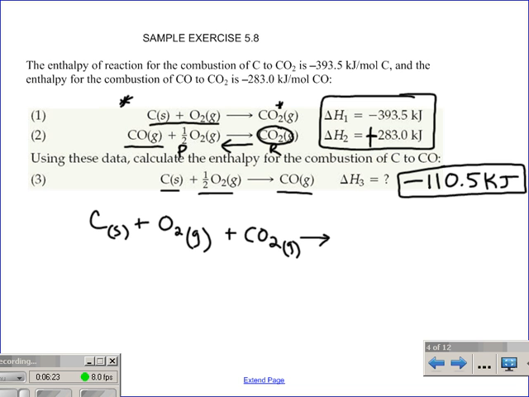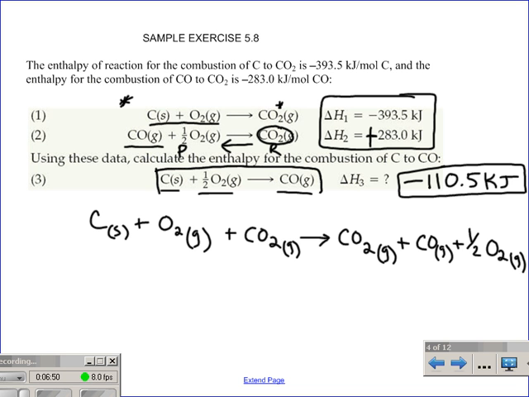CO2 is a product right here, so I'm going to write that. And carbon monoxide is a product, so I'm going to write that here. And then 1/2 O2 is also a product. So what I did is I just rewrote all the reactants and products. And the goal is it should cancel, everything should cancel to look like this equation if we did the right thing. Okay, so carbon cannot cancel. Carbon is staying. There's nothing for it to cancel with on the other side.